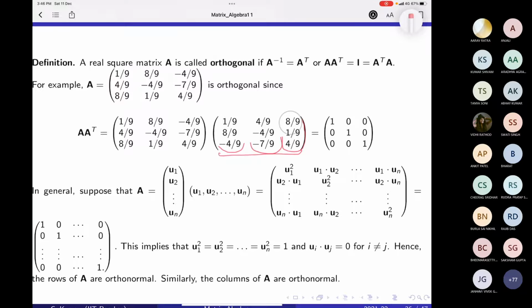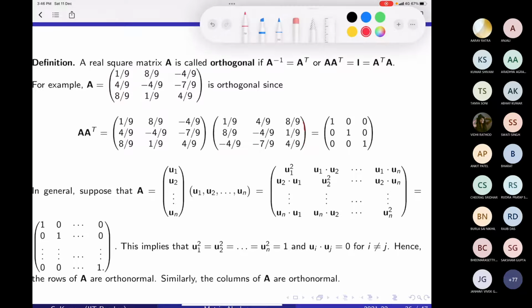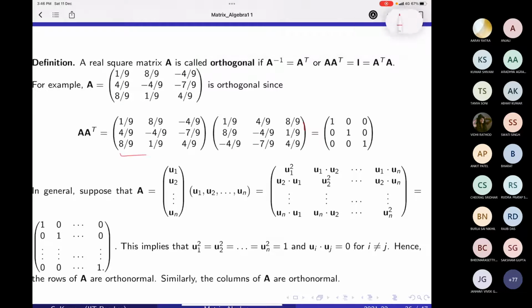And then you multiply them. And this is your A. This is your A transpose. You multiply them, usual matrix multiplication, and you get the identity matrix. Okay, so we can say that this is an orthogonal matrix.